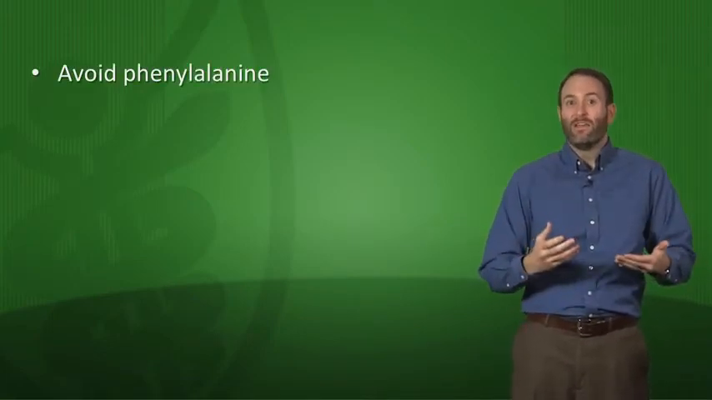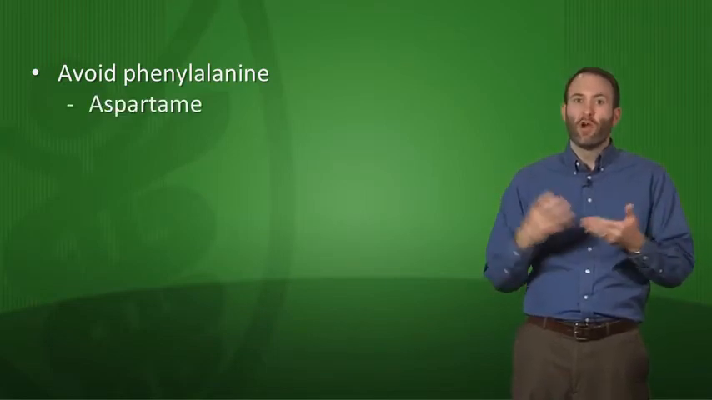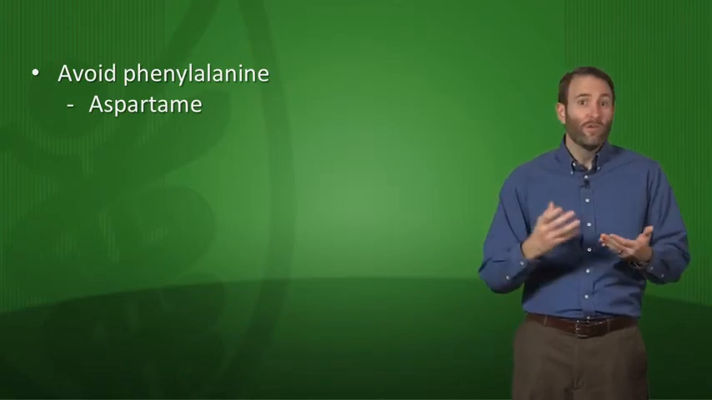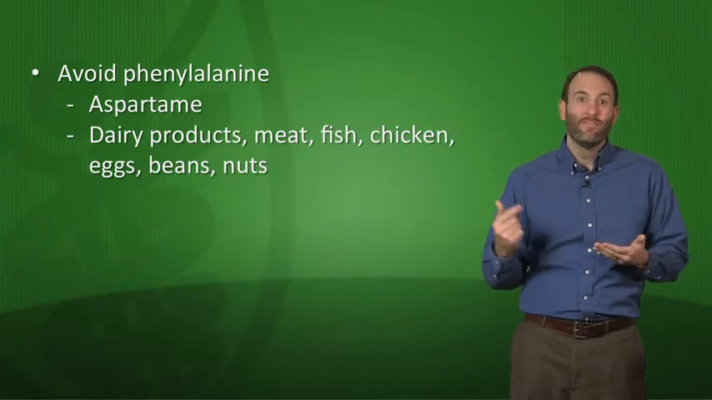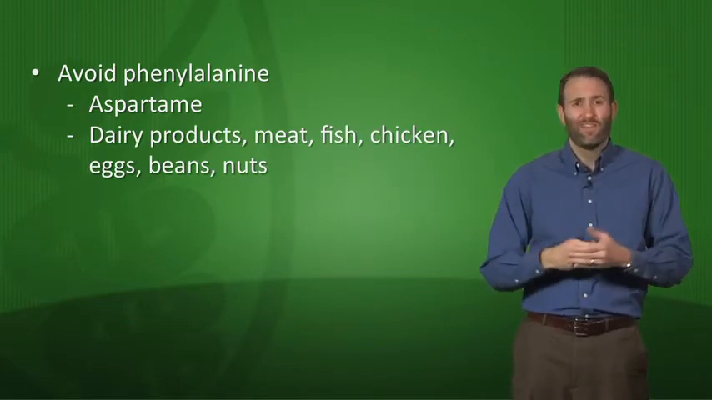So what is high in phenylalanine? Well, one place you're going to find a lot is aspartame, and that's an artificial sweetener. We have that in tons of foods. Now other foods, and there's a lot of them, high protein foods, things like dairy products, meat, fish, chicken, eggs, beans, that's a ton of things. So it really stinks to have PKU.